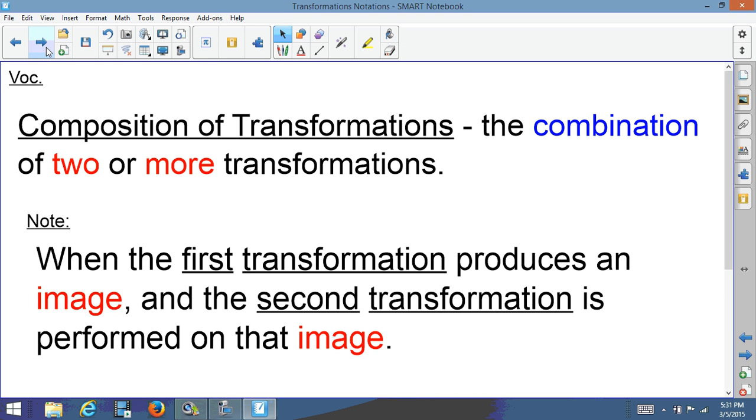So the composition of transformation is a combination of two or more transformations, when the first transformation produces an image, and the second transformation is performed on that image. So we're going to be doing a few things together.